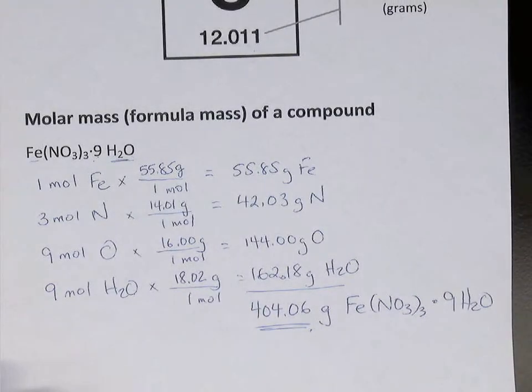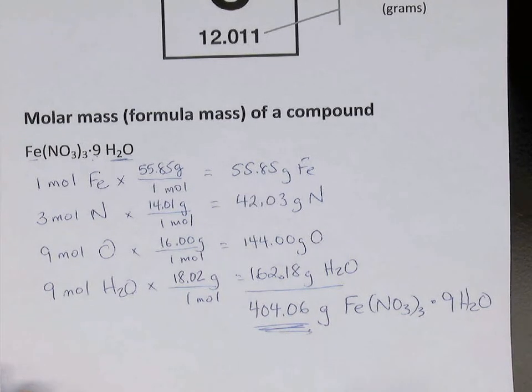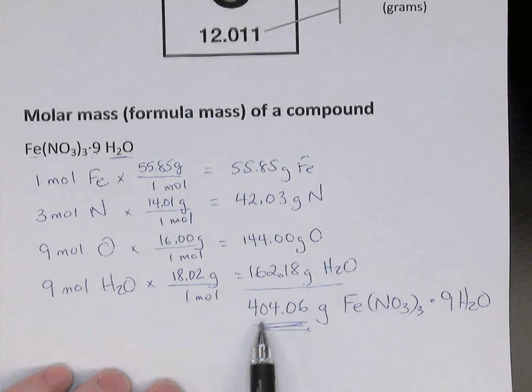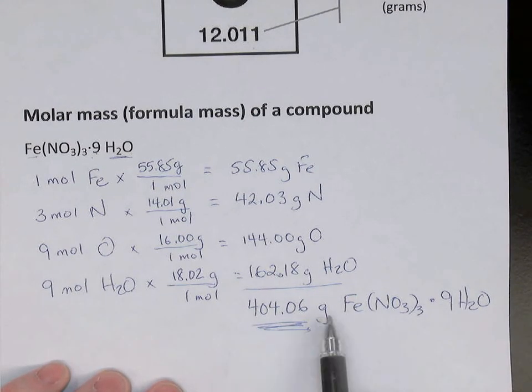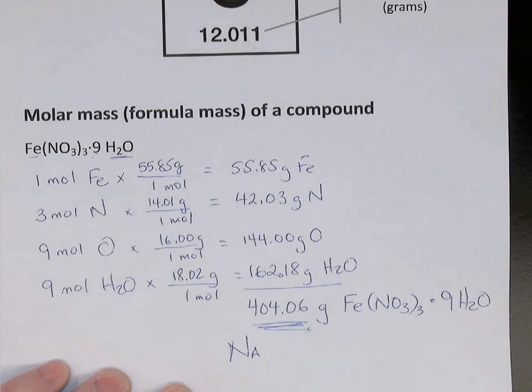So there's the molar mass of a compound, the mass of 1 mole. So in 1 mole of iron nitrate nonahydrate, there'd be Avogadro's number, 6.022 times 10 to the 23 formula units of this salt. It's an ionic compound, and it would have a mass of 404.06 grams.